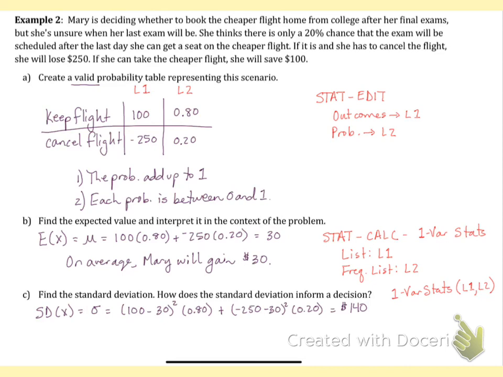And what you'll see is your output, the expected value is going to be under x bar. Now, we don't write x bar because this is not a sample statistic. This is coming from a model, so we use mu. But in your calculator, you can see that 30 is with the x bar. The standard deviation is from sigma, and it is the 140. But you should be able to see those values in your calculator now.